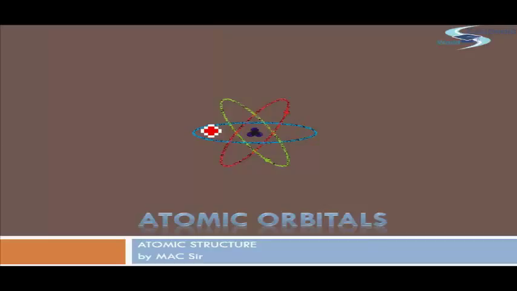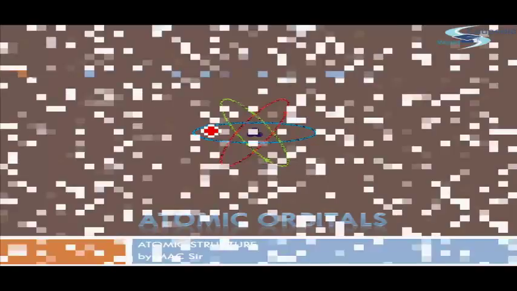In this session of atomic structure, we'll talk about the topic of atomic orbitals. So we have already seen the basics of atomic orbitals. Now we'll go into the details of them, different atomic orbitals, their shapes and their significance. Right. So let's start with what atomic orbitals are.